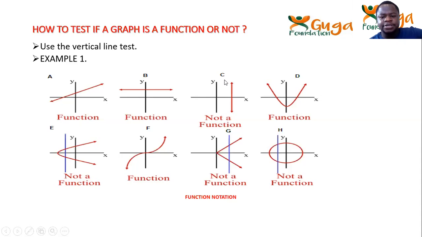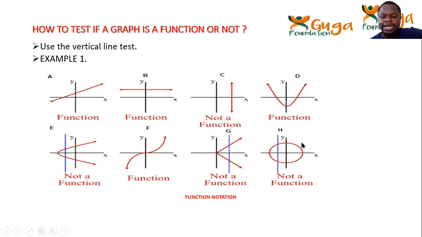Here, you're not going to have a function because your gradient is zero here. And in case of this, when you cut your graph here, it will cut the graph once. So you've got also a function. But here, your vertical line test is going to cut the graph here and here, so it's not a function. With some of the graphs, you just use a vertical line test, it will cut the graph once, so you've got a function. But in case of this, your vertical line test will cut here and here, meaning that it's not a function.